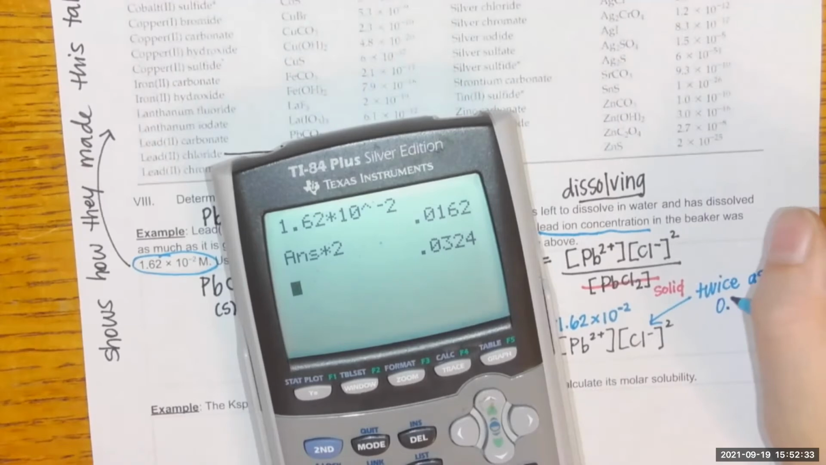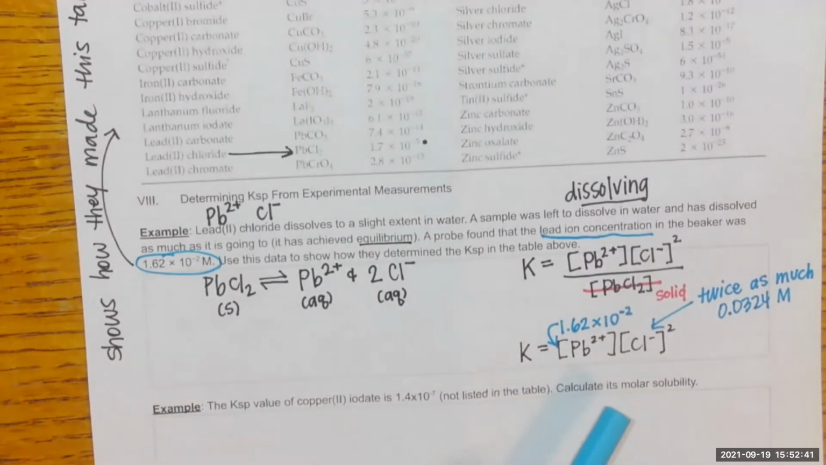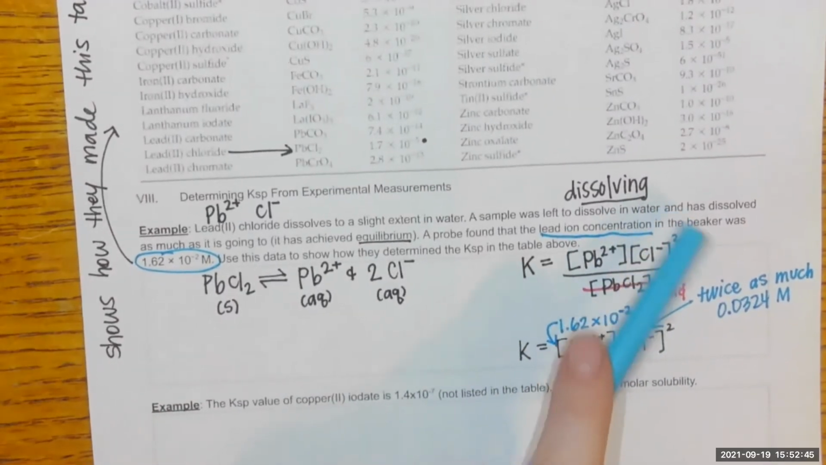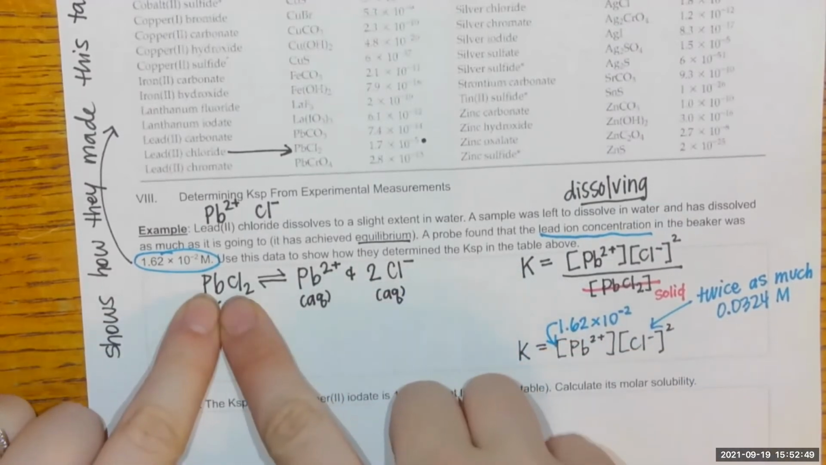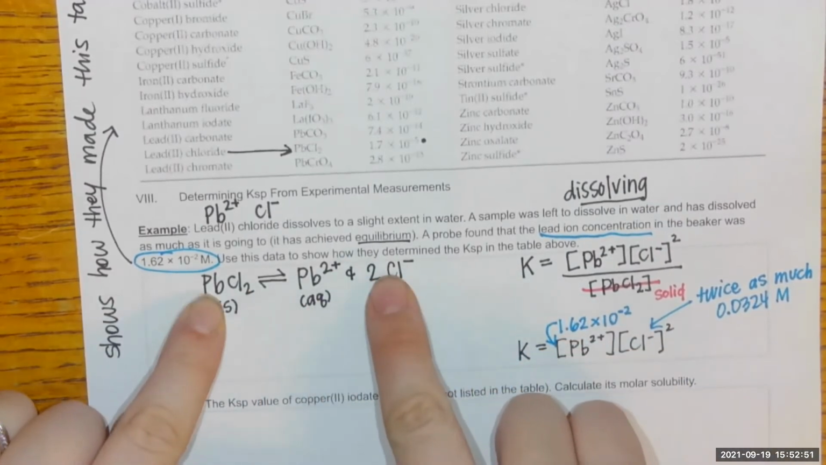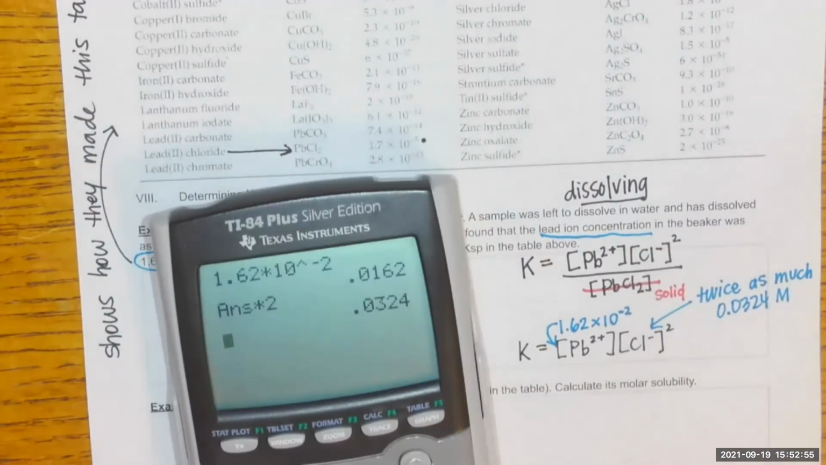So 0.0324 is what's going in here. It is twice as much, and it's getting squared. It's getting squared because the formula says so, but it's twice as much because every time that this breaks apart, we get 2 of the chlorines. So now let me punch this in the calculator.